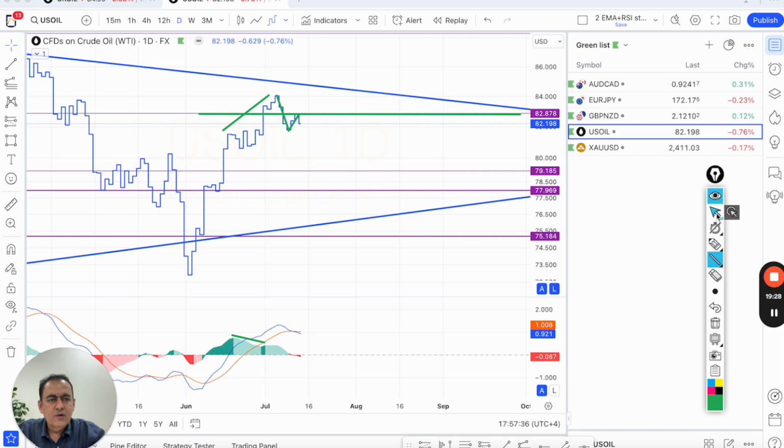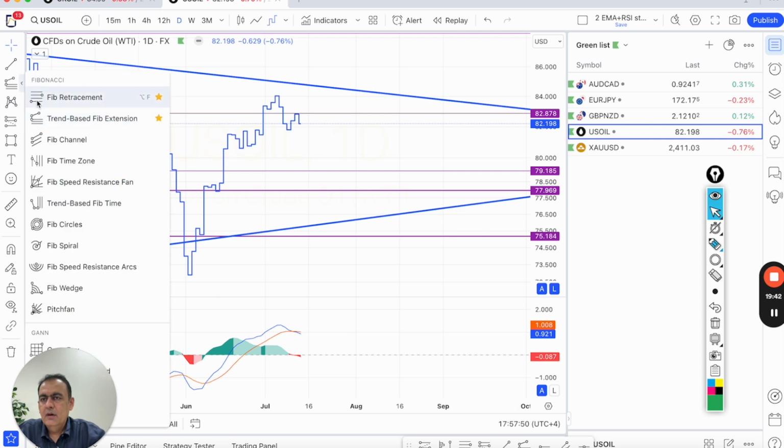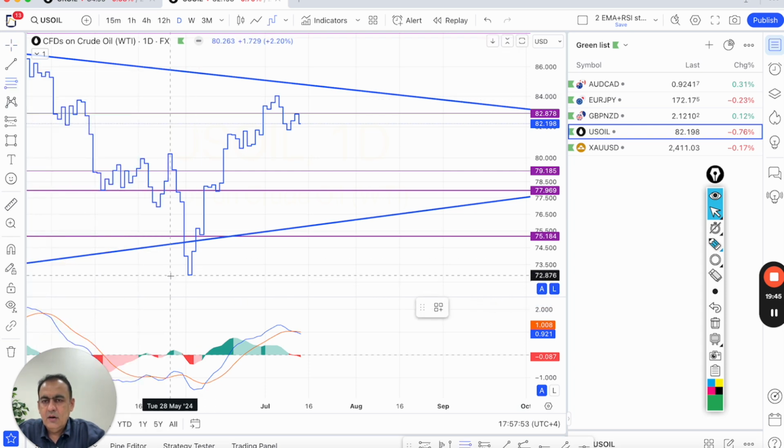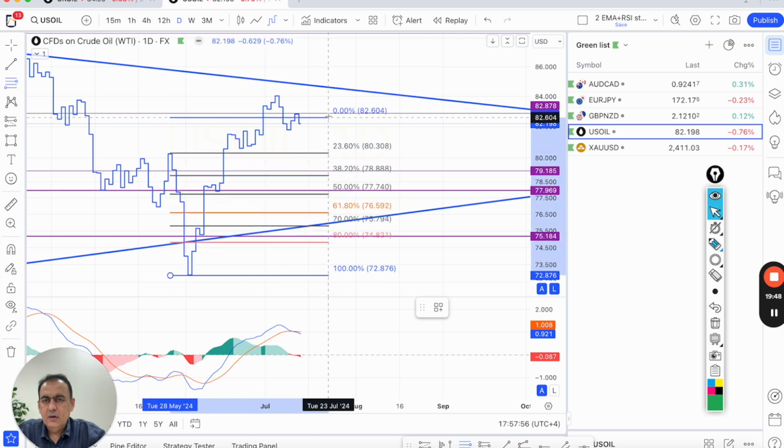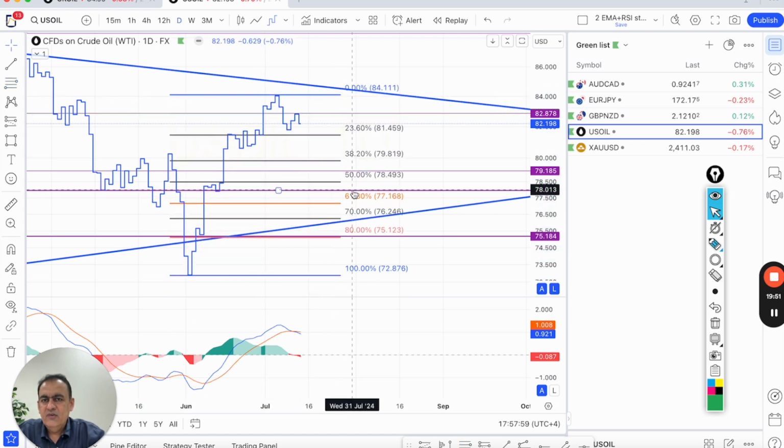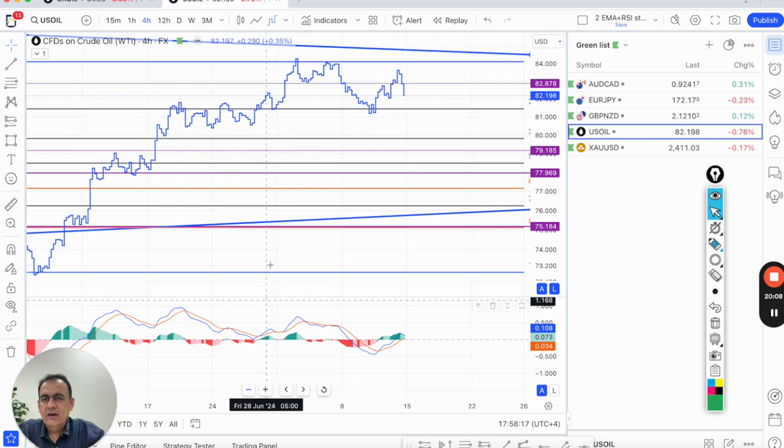Now I'm going to apply a retracement from the swing low, taking the current high as the swing high, to know the levels of retracement. It means how deep oil can move in case it continues its bearish corrective pattern. So here we go with Fibonacci retracement. The important levels are 50% and 61%, and the important support is somewhere around 79.16.